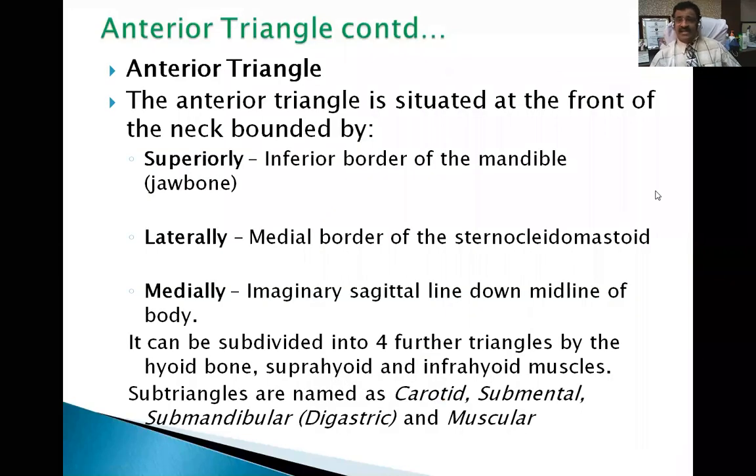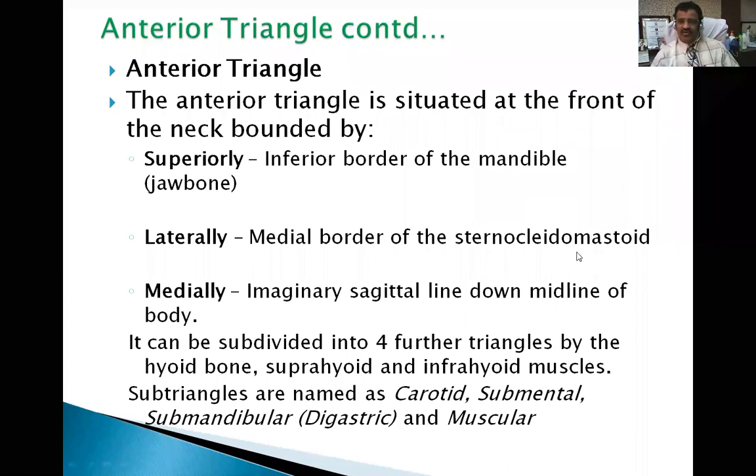Okay. So the anterior triangle is situated at the front of the neck, bounded superiorly by the inferior border of the mandible, that is the lower jawbone, laterally by the medial border of the sternocleidomastoid muscle, and medially by the imaginary sagittal line, also called the midline of the body. It can be subdivided into four further triangles.